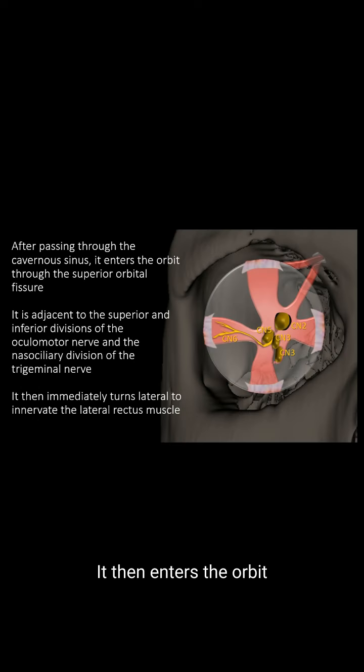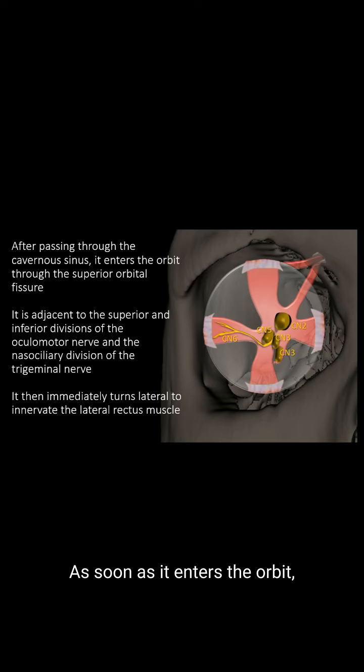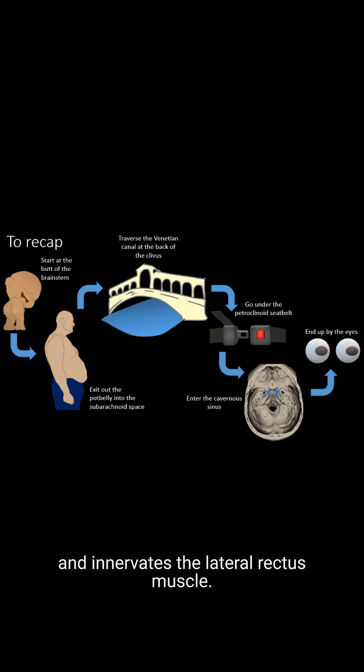It then enters the orbit through the superior orbital fissure. Here, it is joined by cranial nerves 3 and 5, with 2 in pretty close proximity. As soon as it enters the orbit, almost immediately it makes a lateral turn and innervates the lateral rectus muscle.